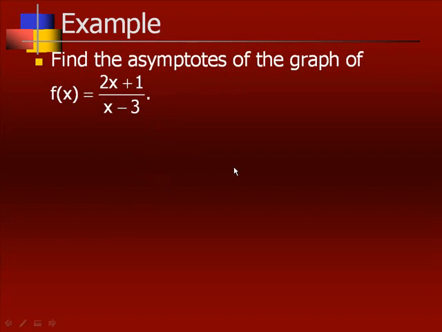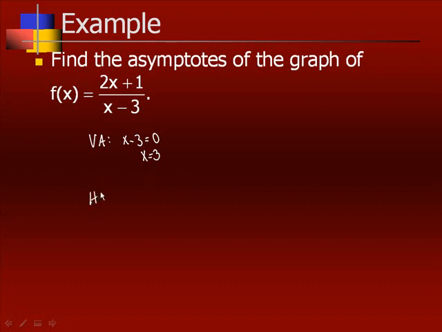Okay, let's try another one. Find the asymptotes of the graph f of x equals 2x plus 1 over x minus 3. Well, to find the vertical asymptotes, you set your denominator equal to 0, plus 3 plus 3. So our vertical asymptote would be the line x equals 3.